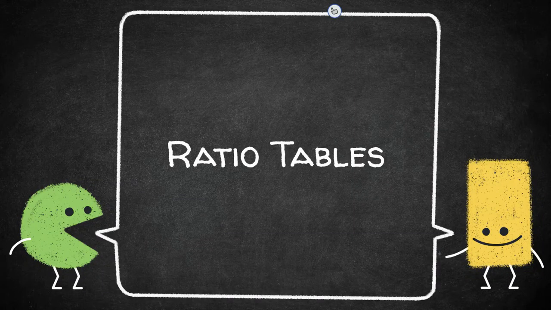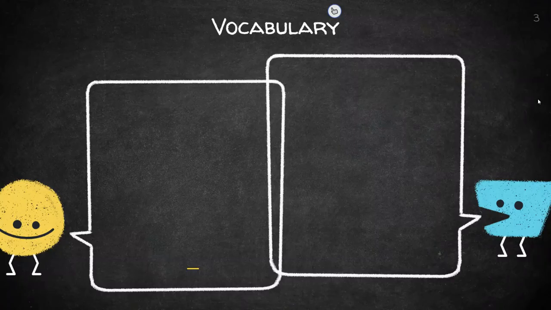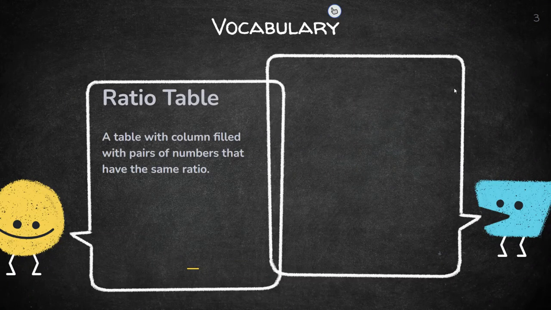Okay, ratio tables. The date is the 26th. Ratio tables. With ratio tables, we're going to have two vocabulary words. And yes, the first one is going to be ratio tables. A ratio table is a table with columns filled with pairs of numbers that have the same ratio.